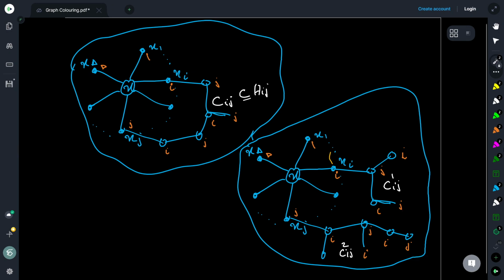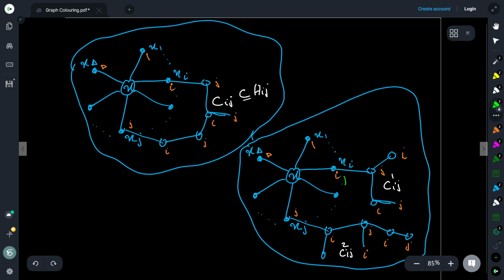And then what happens if I switch i and j in this component? I know that for each component I can do this, we have observed that before. So if I switch the colors here, then i becomes j, j becomes i, and the graph is now properly colored with exactly the same number of colors. But what has changed is that since I did not switch the colors i and j in the component containing xj, now xi as well as xj are both colored with the color j.